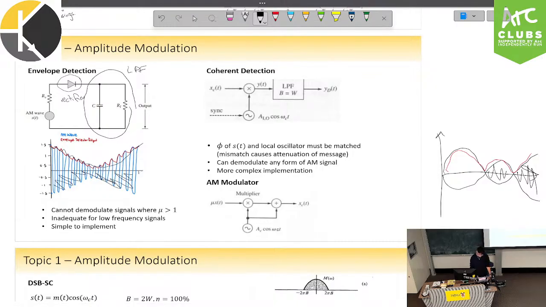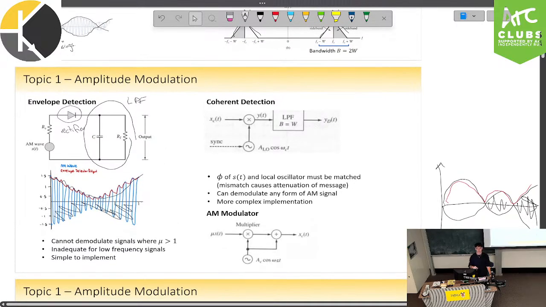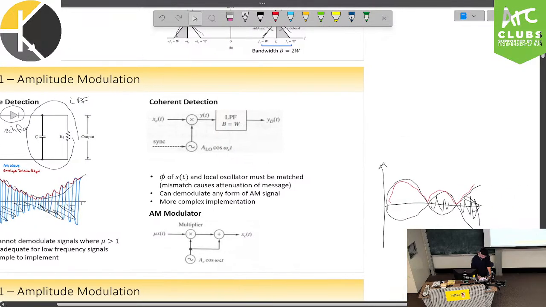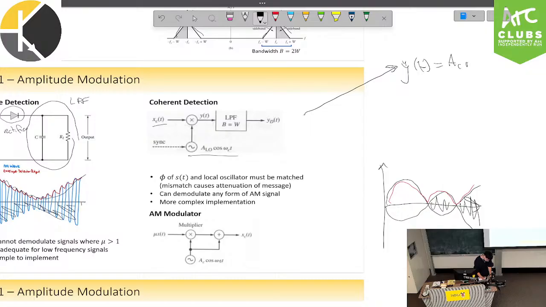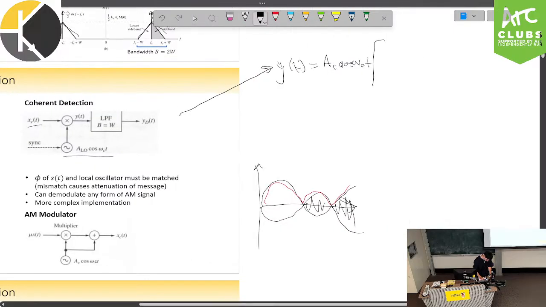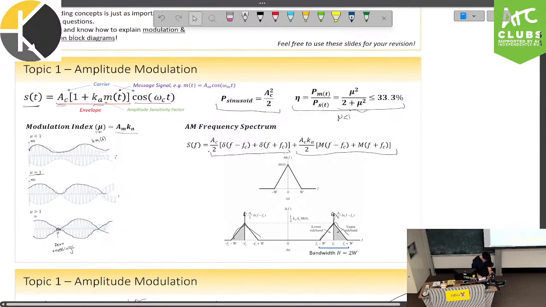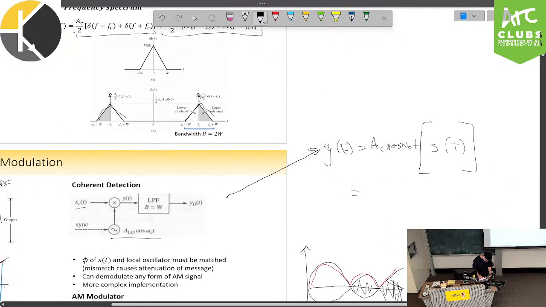Coherent detection is applicable to a wider range of modulation schemes, and it does deal with the fact that you may have these zero crossings. Just to prove that it works even with zero crossings, I'll do a quick derivation. So looking at this first part, we're multiplying our s(t) with our carrier. So we'll get y(t) as our carrier multiplied by our s(t). Noting that our s(t) is given by this formula, we will get some sort of output that might look like this.